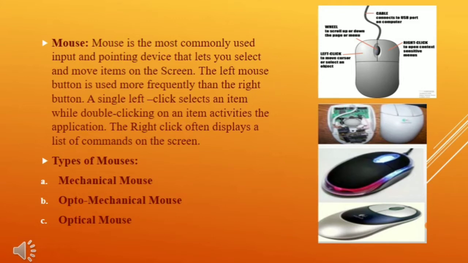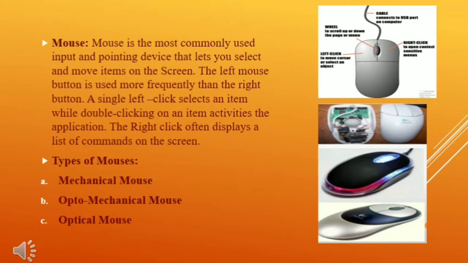Types of mouses: mechanical mouse, optomechanical mouse, optical mouse. You can see the image that is displayed on the screen. First one is mechanical mouse. This type of mouse has a metal or rubber ball on its lower side that can roll in all directions. The screen pointer moves according to the movement of the ball, which is detected by the mechanical sensors within the mouse.